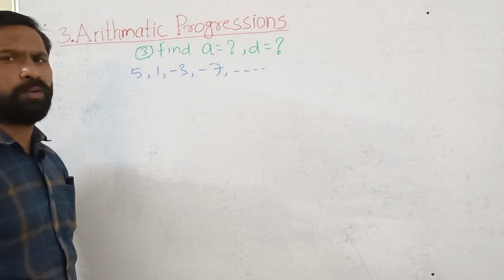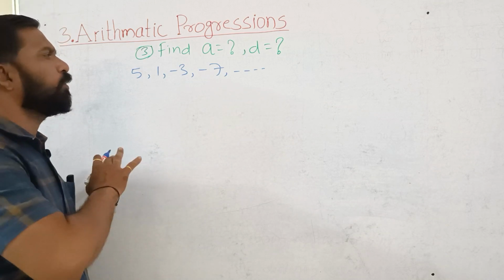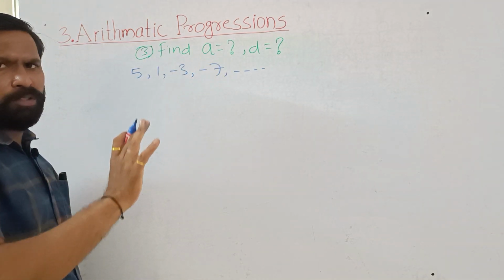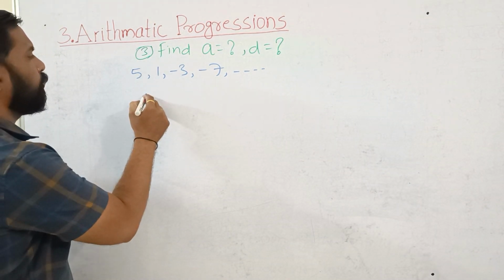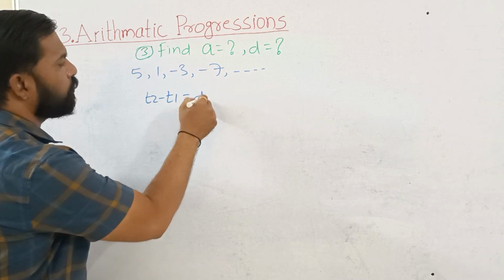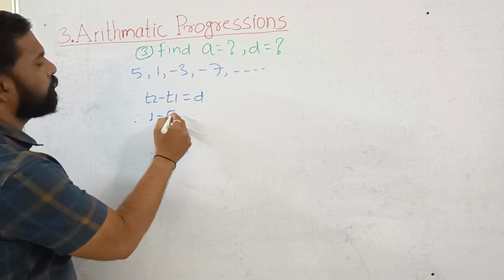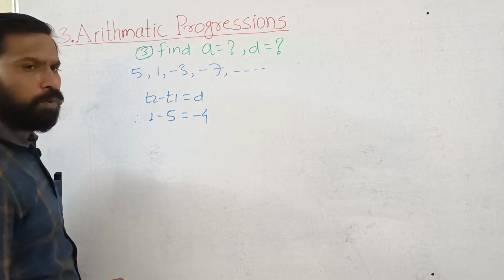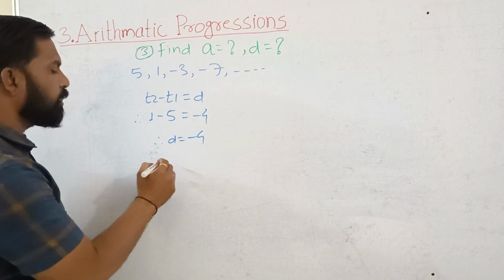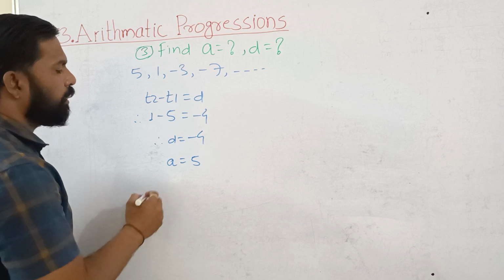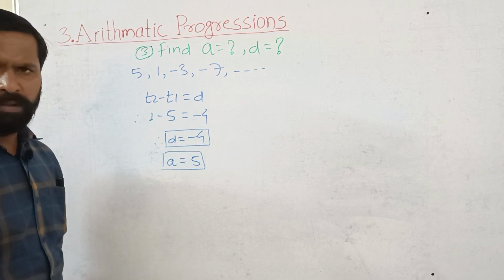Then what do we have to do to find the common difference? T2 minus T1. If it is already an arithmetic progression, then we don't have to subtract all of them from each other. Simply we can subtract: T2 minus T1 is equal to D. Therefore 1 minus 5 is equal to minus 4, and you can write therefore D is equal to minus 4. What is A here? A is 5 and D is minus 4.